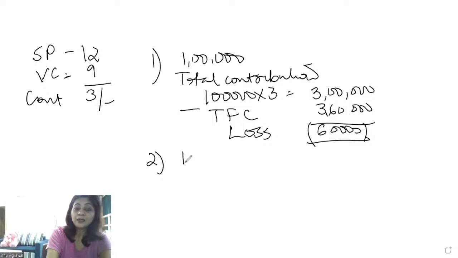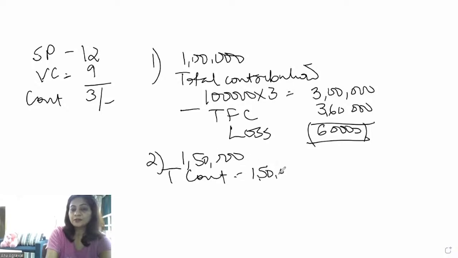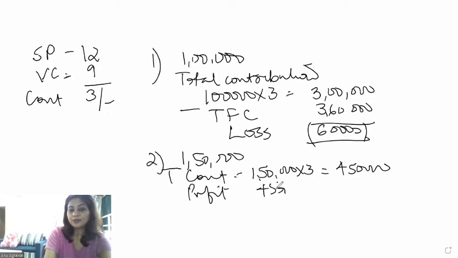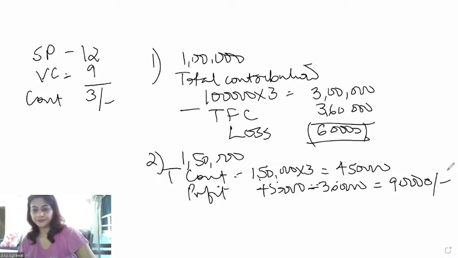If I sell 1,50,000 units, my total contribution is 1,50,000 into 3, which is 4,50,000. So my profit will be 4,50,000 minus 3,60,000, which is 90,000. Yes.